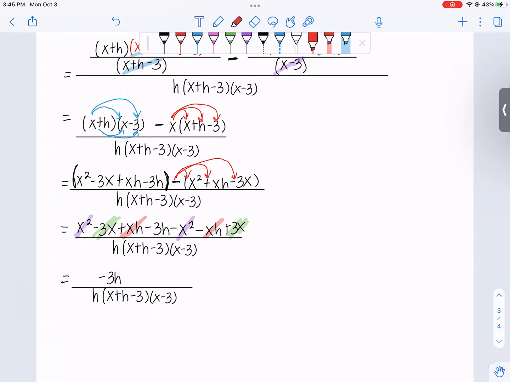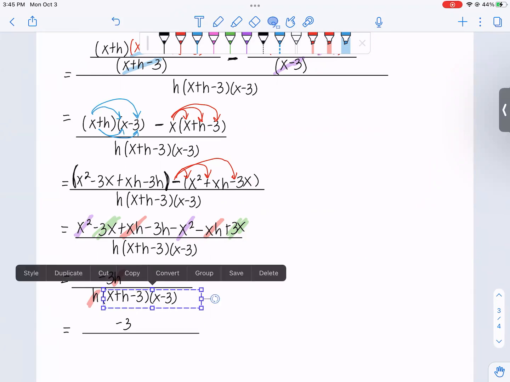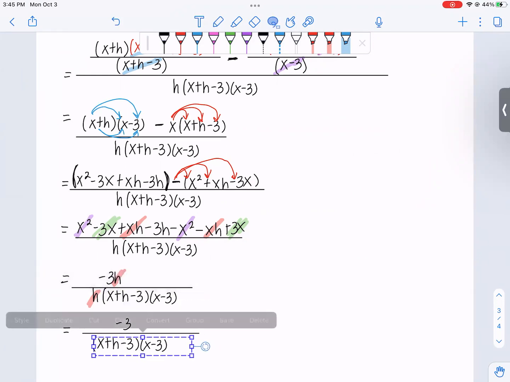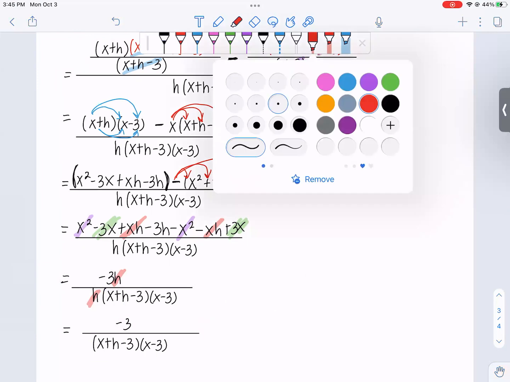And now that h in the denominator can finally cancel, right? We have an h in the numerator, h in the denominator. We're going to cancel, cancel, and we are left with our final answer, which is negative 3 all over x plus h minus 3 times x minus 3. And that is my final answer.